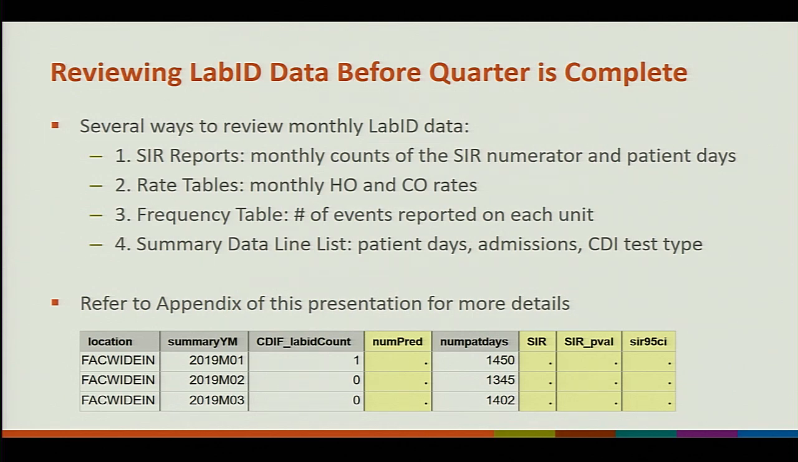Another way to review monthly data is to look at your rate tables and look at the monthly healthcare onset and community onset rates. A third option is to review your frequency tables and observe the number of events reported for each unit. And lastly, you can review your summary data line list that will display patient days, admissions, and CDI test type. Unfortunately, we do not have enough time to go through all of this information, but we've included several examples walking you through how to pull that monthly data in the appendix.